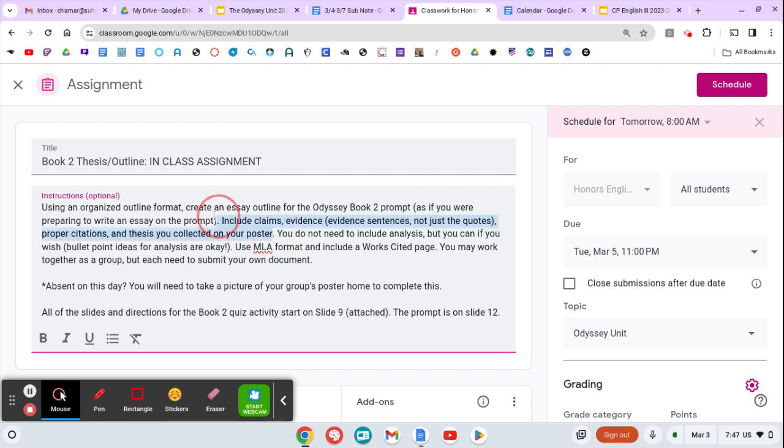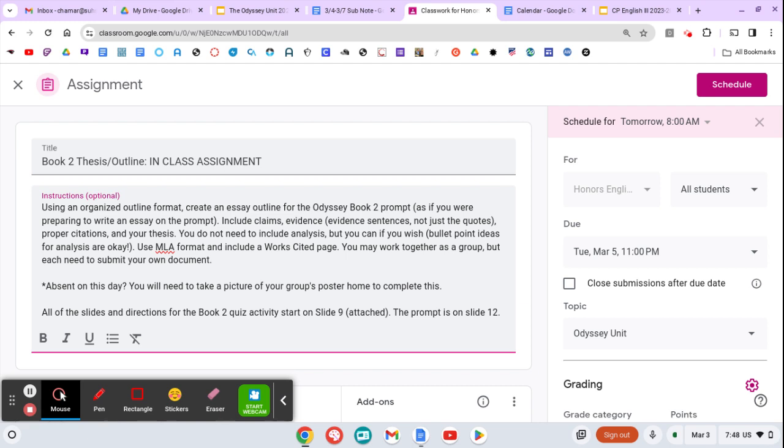You may not have gotten to a thesis statement on the poster, so I'm just going to delete that part. All right, and remember that your thesis is going to combine your 3 claims into one sentence, and it's going to answer the prompt. We'll get more to that later. You do not need to include analysis, because if you included analysis, that would basically be like the entire essay. You can if you want to. You can bullet point your ideas if you want. Not required. You're going to use MLA format, and you're going to include a works cited page as well.